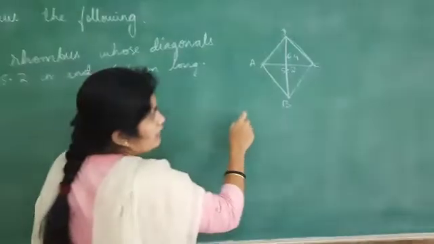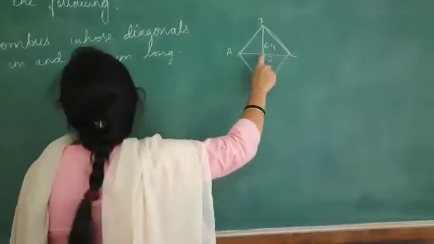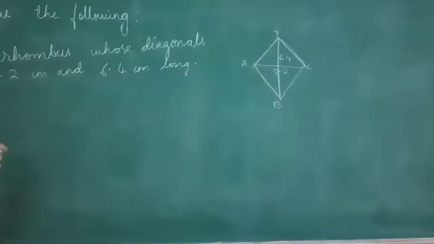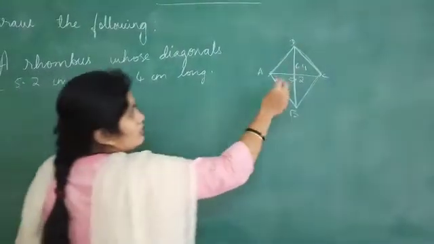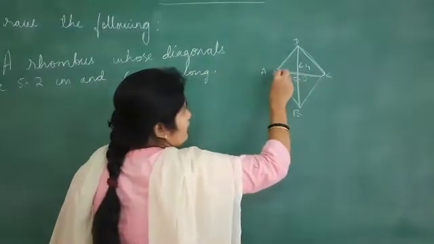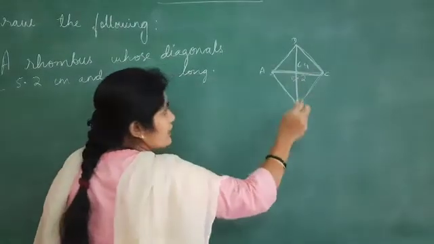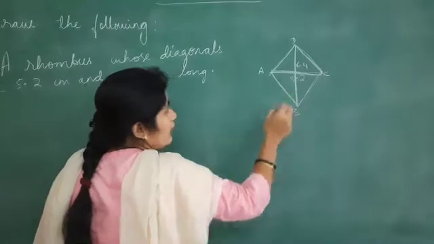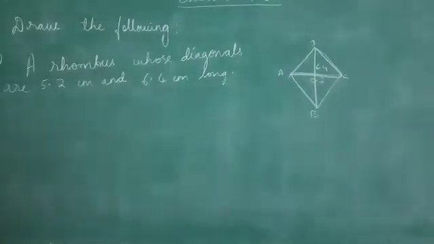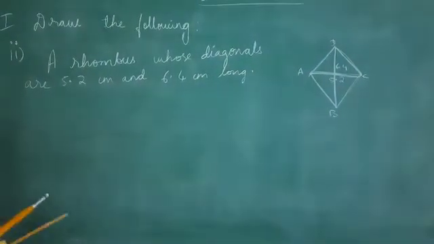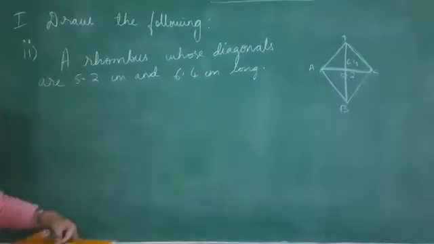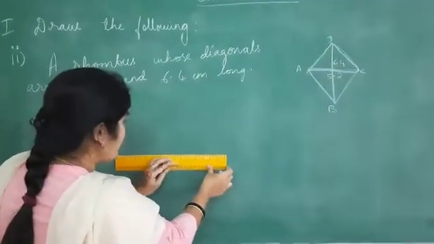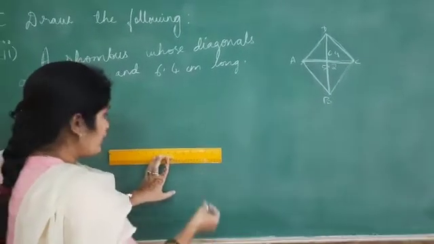Now in this rhombus, AC is 5.2. Here the diagonals are not named, but we are going to take this as base 5.2 and name it AC. And one more diagonal is 6.4, which is BD. Using these two diagonals, we can draw a rhombus. First, let me start with a base of 5.2.